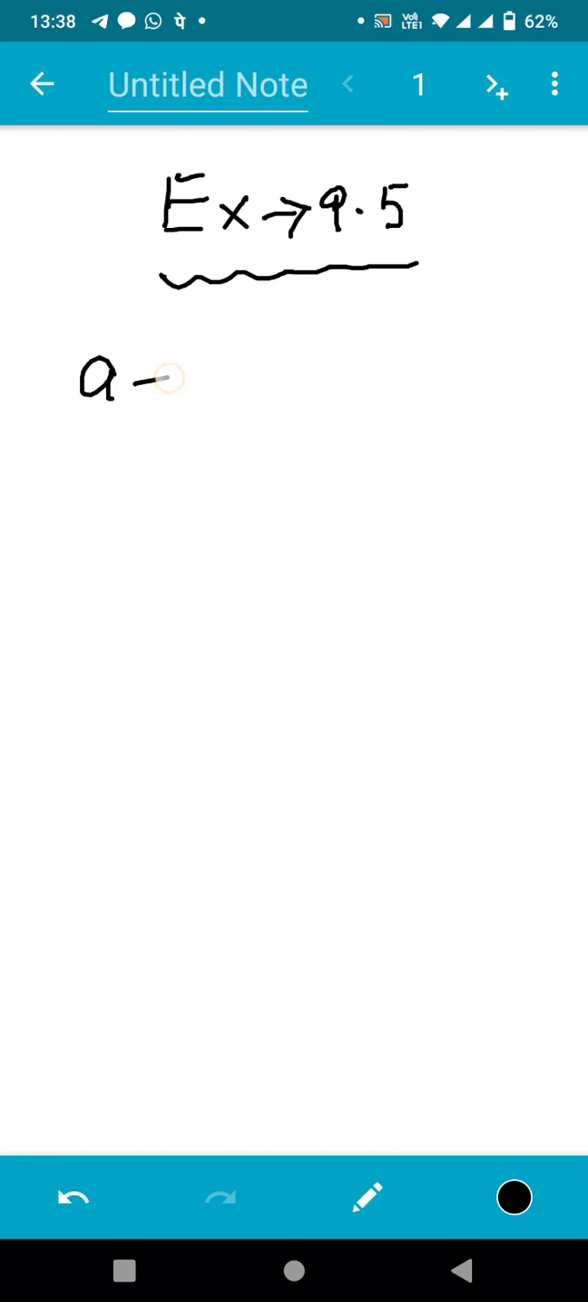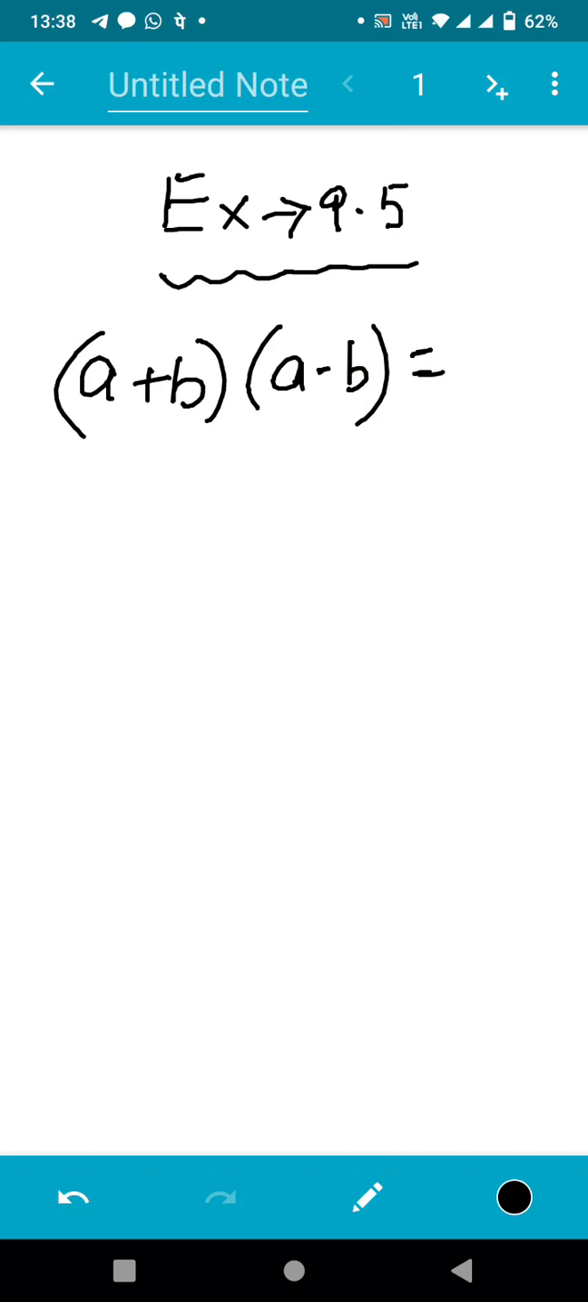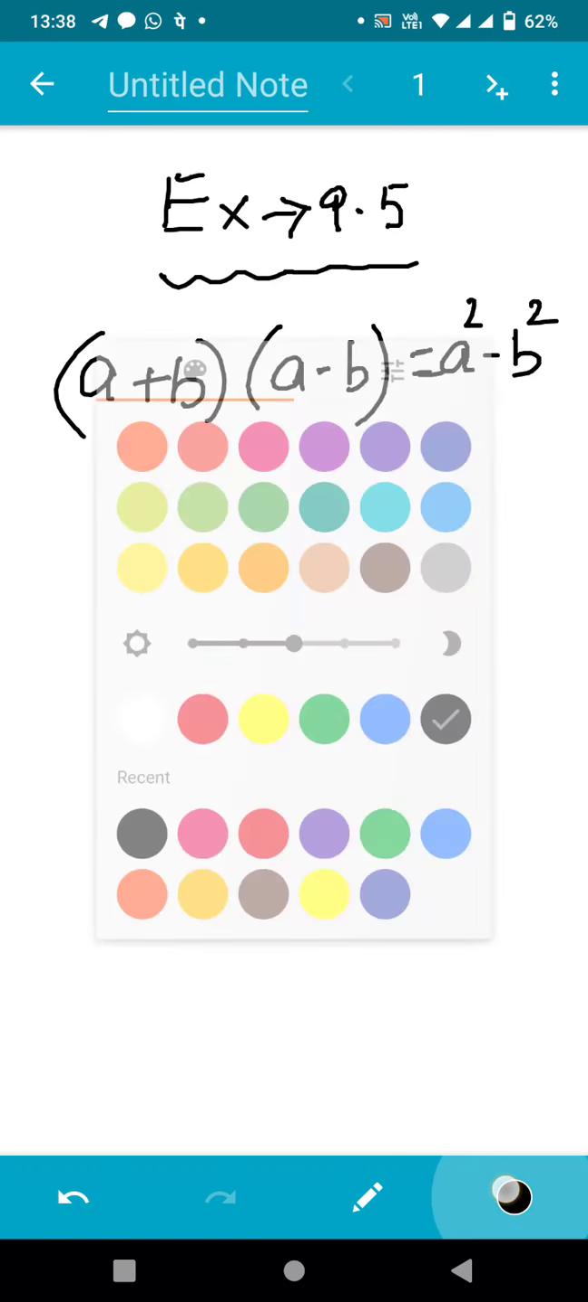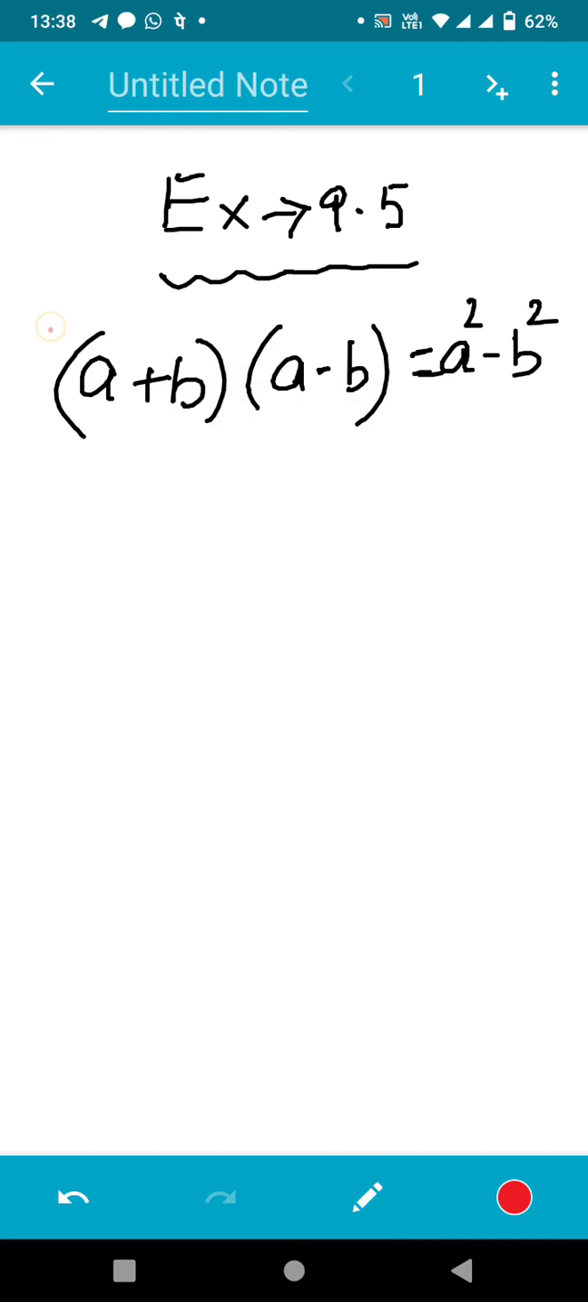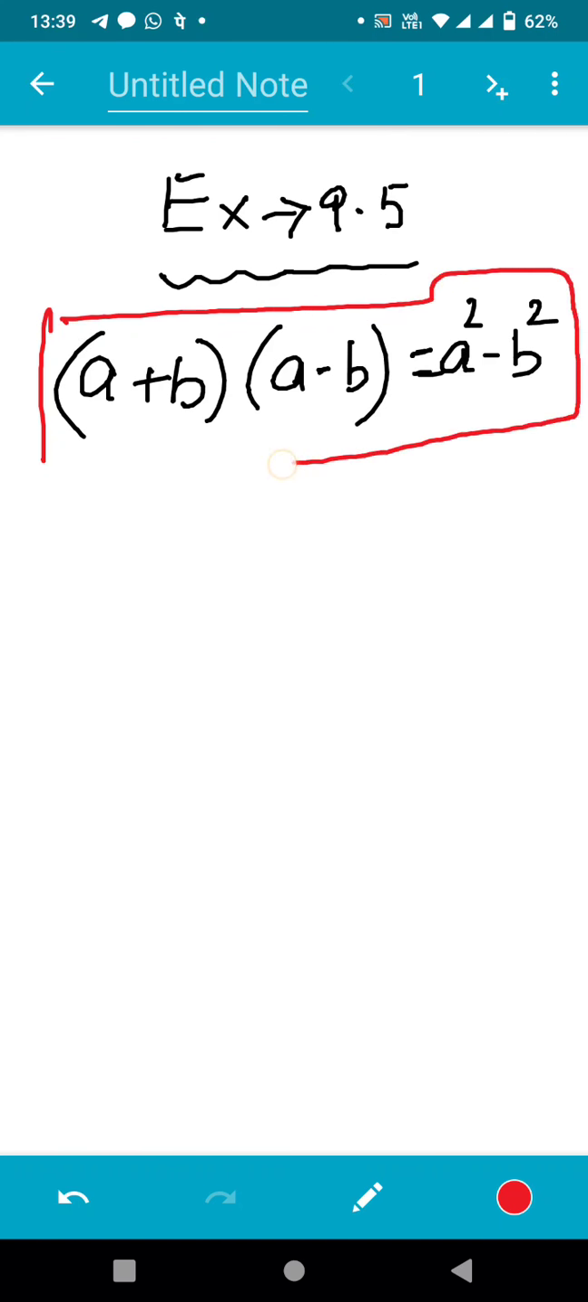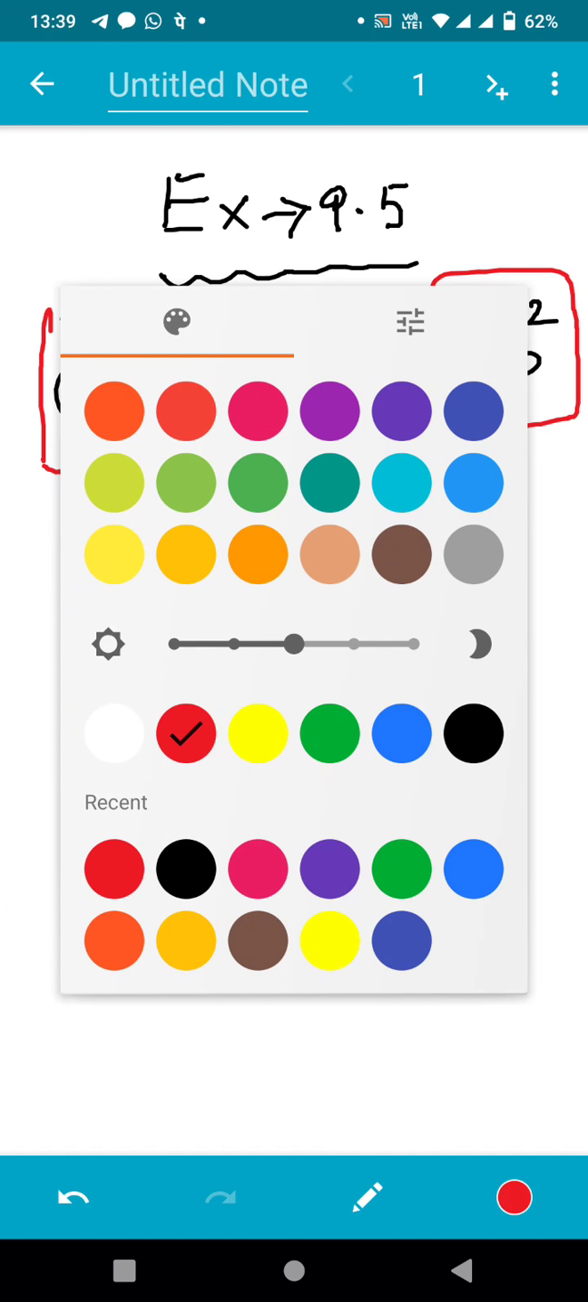A very important identity: (a plus b) in the first bracket and (a minus b) in another bracket. So what is the formula of (a plus b)(a minus b)? It is a square minus b square. This is a very important identity, students. Let me put this inside the bracket. This is the identity that will apply on sums number 5, 6 and 7. Now let's see how to apply this formula.